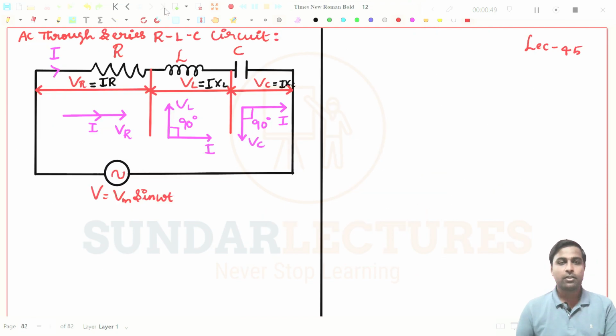So in this class, we will take AC through series RLC circuit. We have started with only R, L, C, then we have seen RL, RC. Now we have entered into the final one, that is the series RLC circuit. An AC source, V equals Vm sin omega t, is connected to a resistor, inductor and capacitor connected in series. Now we know these kinds of things; we have already seen them.